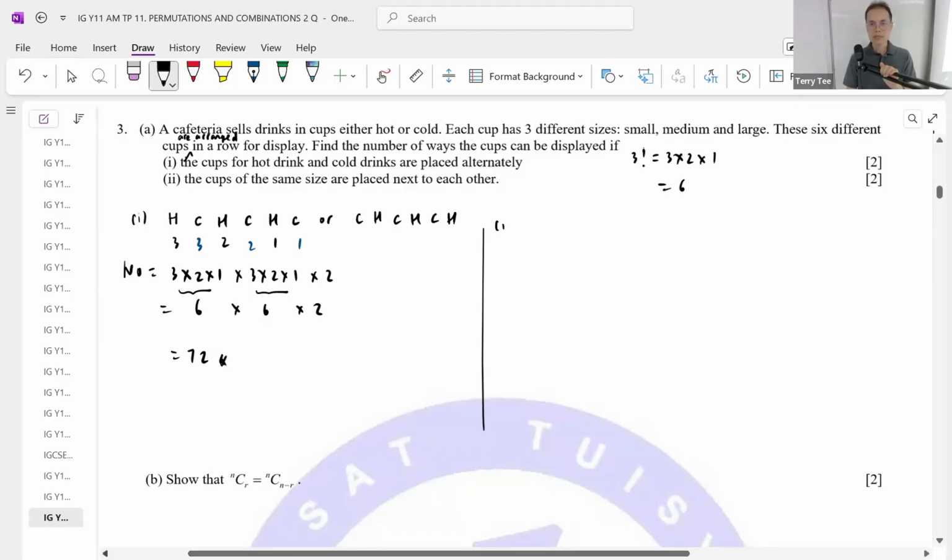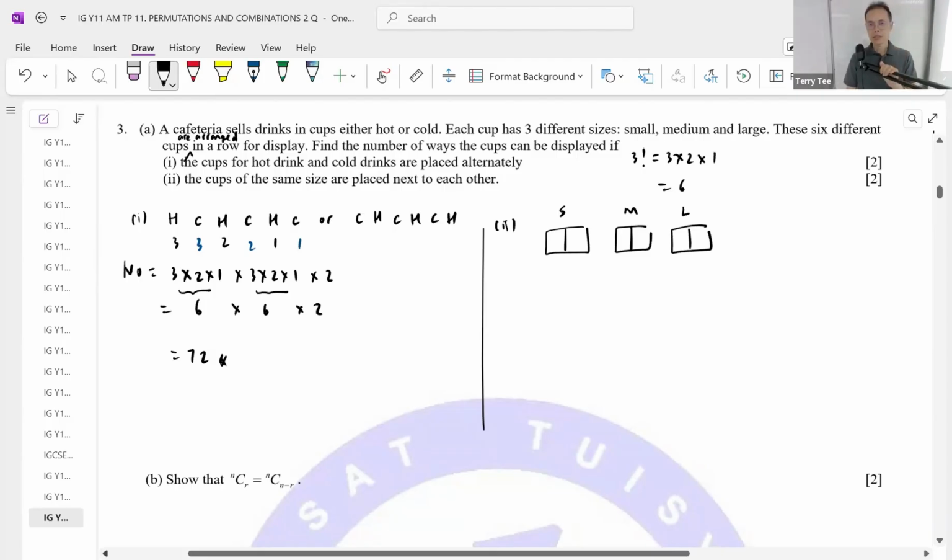So in the second case, the same size means we are talking about small, medium, large. For example, the small ones we put next to each other, the medium ones next to each other, the large ones next to each other. Within each one, it can be hot or cold. You know the cup sizes for hot and cold are different, right? Usually cold they use plastic, hot they use paper. You know that, right?